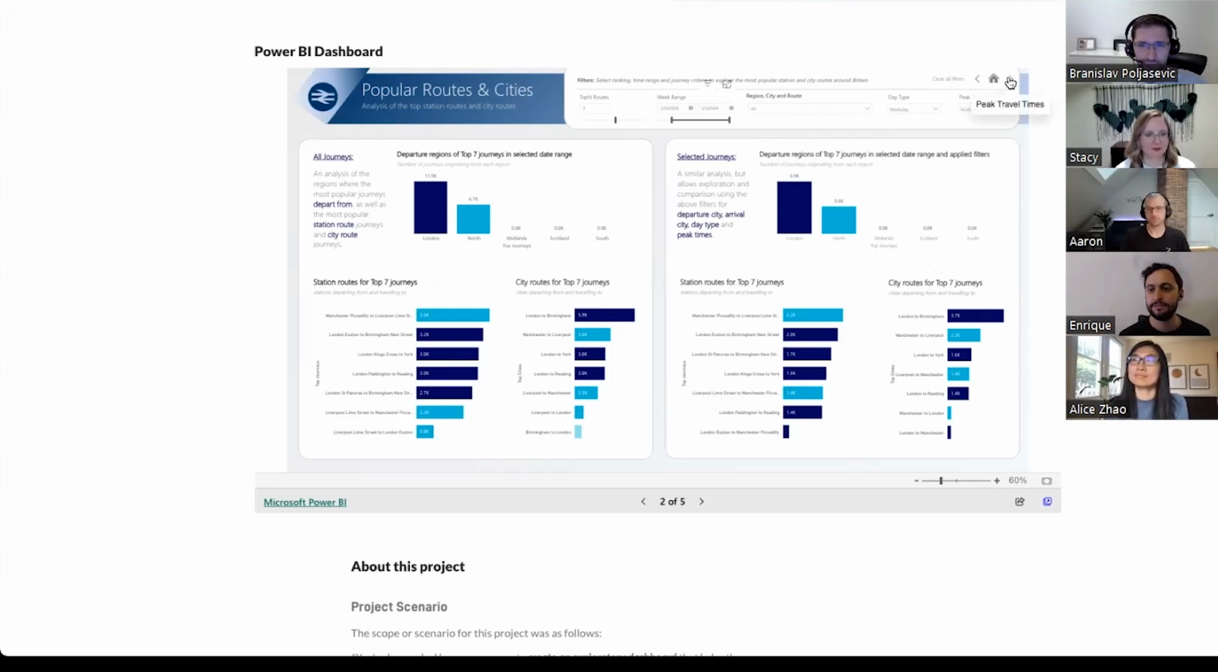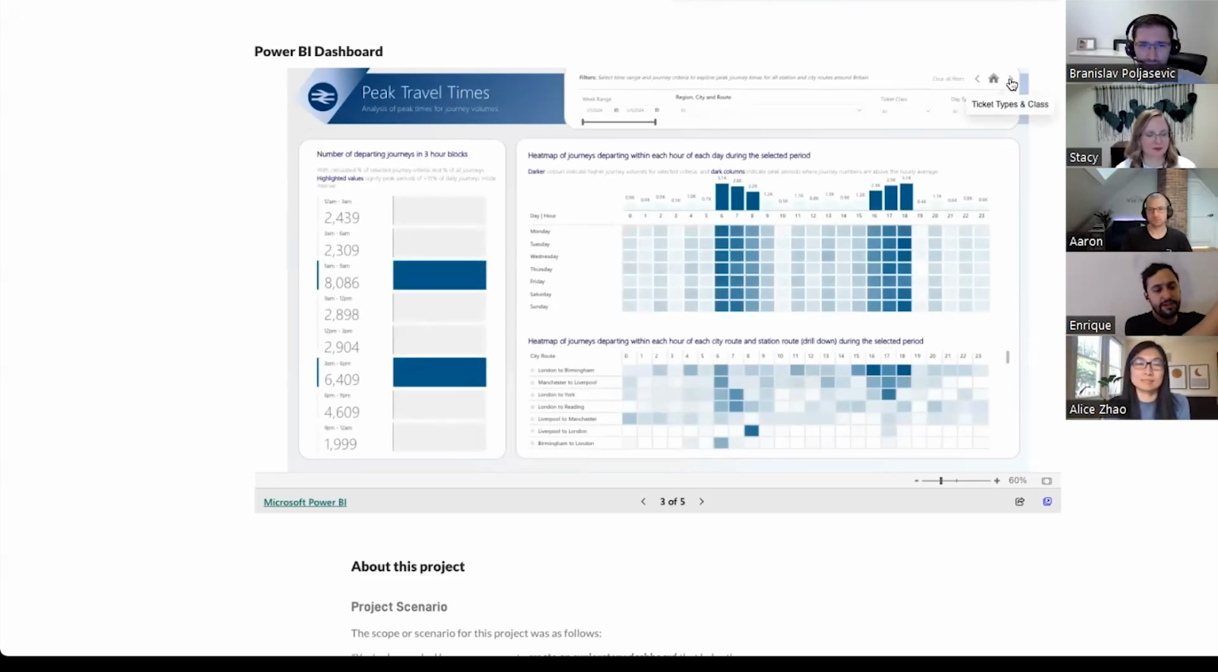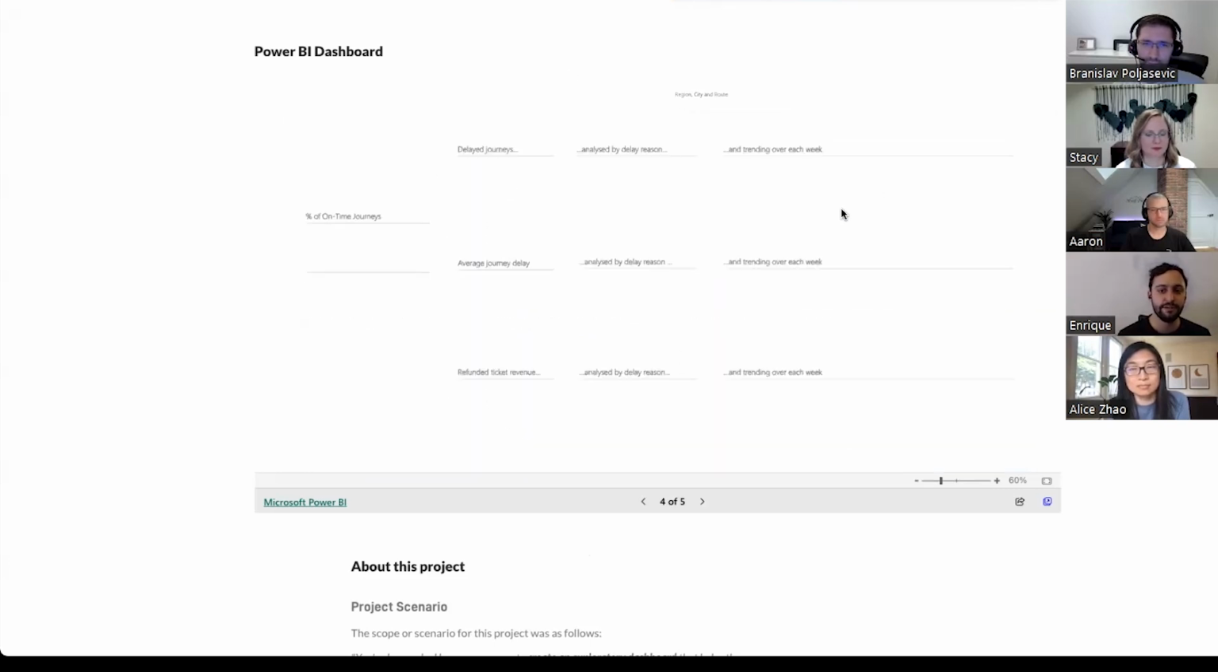If we go on to the next page, you'll see that again, before we had region to city to route, and again, to his point, we're doing high level with drill down. We've got the most popular 3-hour blocks in a day for departures. Then it's broken down by day of week and hour of day. And then it's broken down by hour of day and by route. So again, he's taking that same approach consistently throughout each of the pages, and we have the same filters. If we go to the next one, and Branislav, you'll appreciate these.